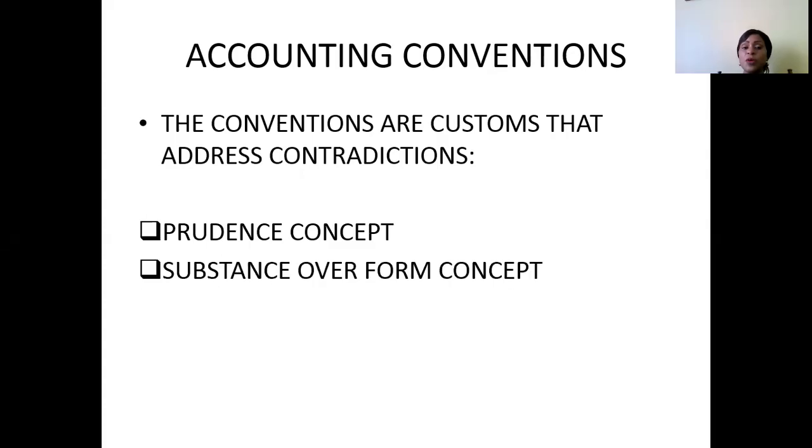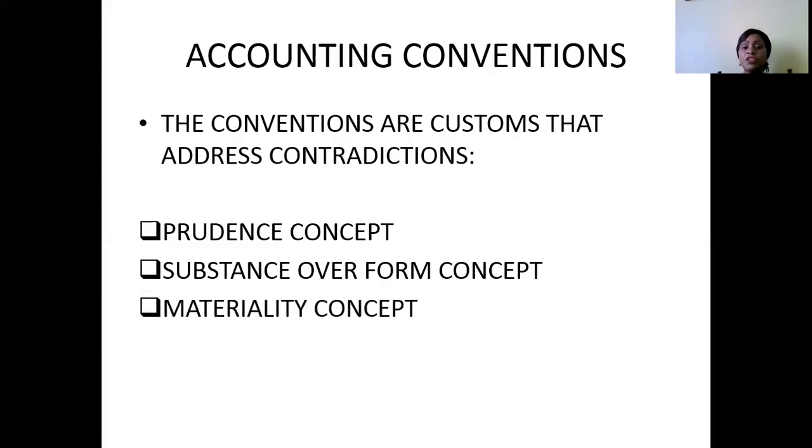The next principle is the substance over form concept. And according to this concept, whenever there's a contradiction between the economic reality of an item and its legal reality, the economic reality overrides the legal reality.